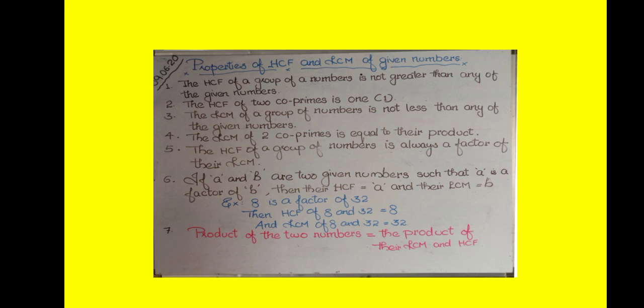Then the product of two numbers will be equal to the product of their LCM and HCF. By using this formula, if two numbers are given and the LCM is given, then we can find out the HCF. Same way, we can find out the LCM if two numbers are given as well as the HCF.